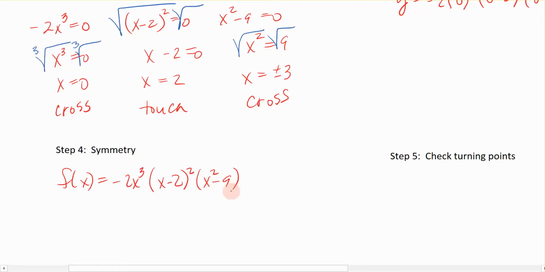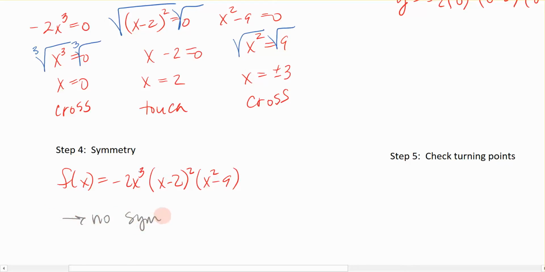Okay, so I have an exponent here. My variable x is raised to the third power. This factor is raised to the second power, and this one is raised to the second power, or we could even say it has a multiplicity of 1. So since I have exponents raised to powers that are neither all even nor all odd, that indicates there is no symmetry.